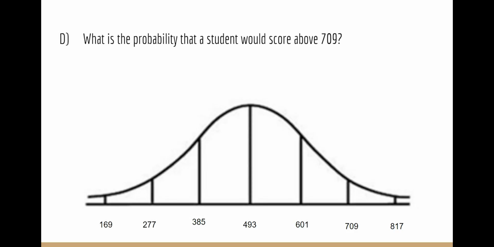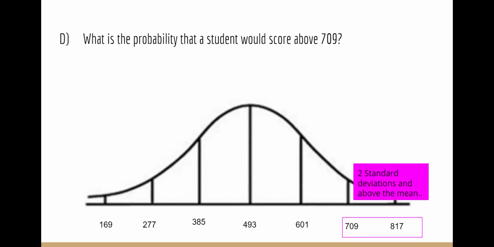What is the probability that a student would score above 709? So looking on my bell-shaped curve, I identify 709, and that's far to the right of my bell-shaped curve. If I'm just looking at this bell-shaped curve, and I have absolutely no idea about the empirical rule, I don't know anything besides that I want to know the probability of a student scoring very high. Just by looking at the shape here, it's very small. So that tells me that my probability has got to be very small. This is 2 standard deviations above the mean.